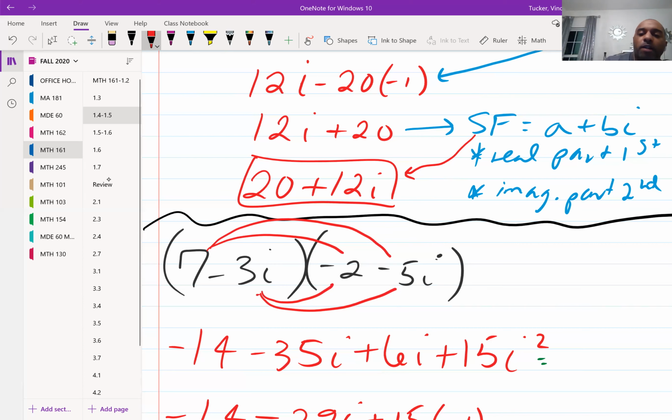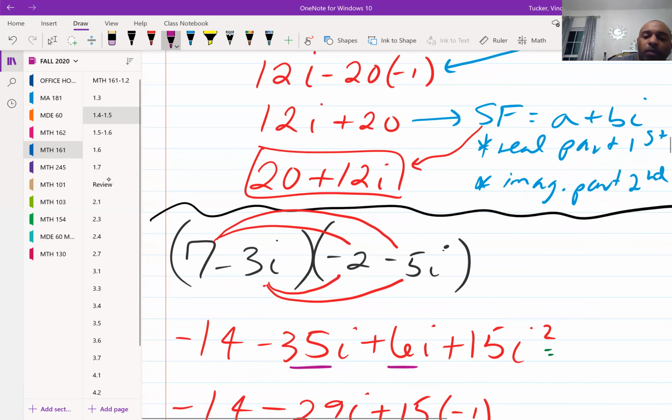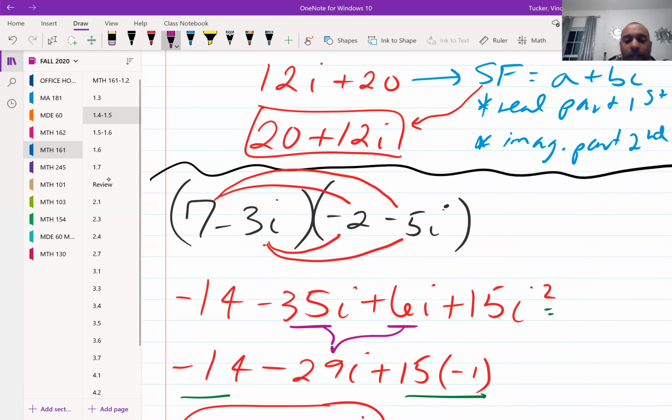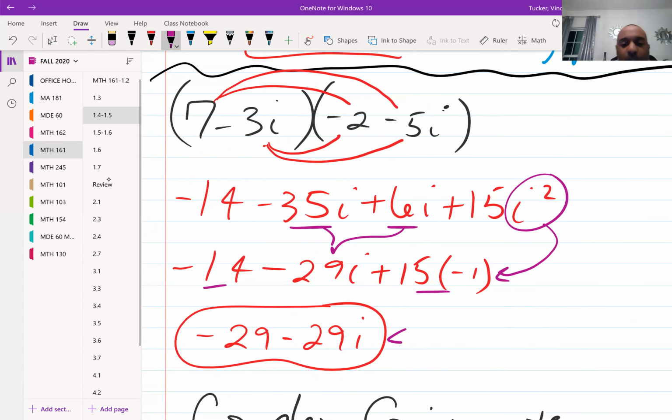All right, so let's simplify. Start by combining like terms. Negative 35i plus 6i, that's negative 29i. Also, don't forget, we have i squared right here, which is negative 1. Then we can combine the like terms. Negative 14 and negative 15 will be negative 29, minus 29i.